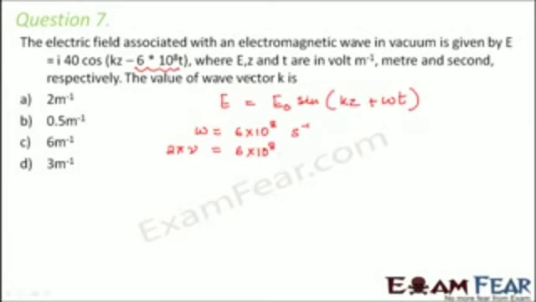Perfect. Now let us talk about wave vector k. Wave vector k is given by 2 pi by lambda. Right? So how can we write lambda? Because we do not know the value of lambda. But from this expression, we know the value of nu. So the value of nu is 6 into 10 to the power 8 by 2 pi. Is there any way by which nu and lambda are connected?